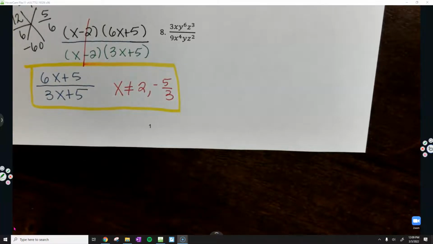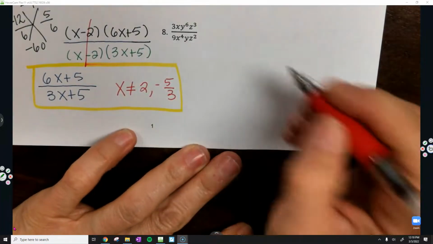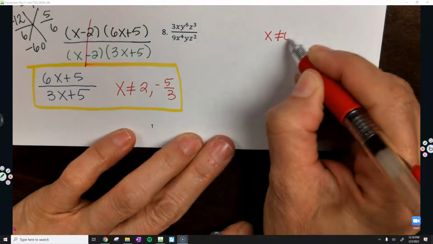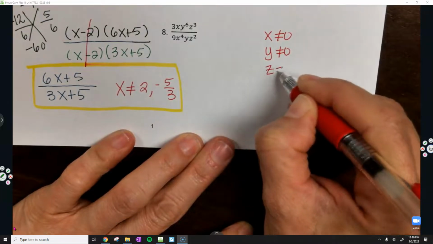That's what that means. So if you don't have any addition or subtraction and you have to state a restriction on a variable, it's always just going to be 0. So I have a lot of restrictions here. X cannot equal 0. Neither can y or the letter z. So all of these cannot equal 0.